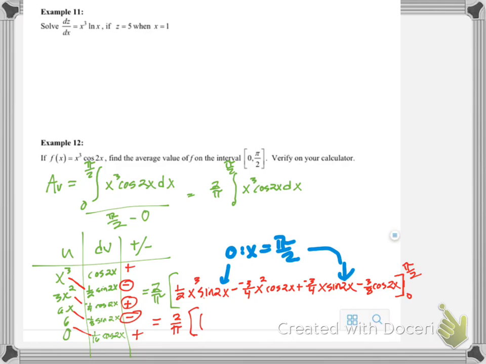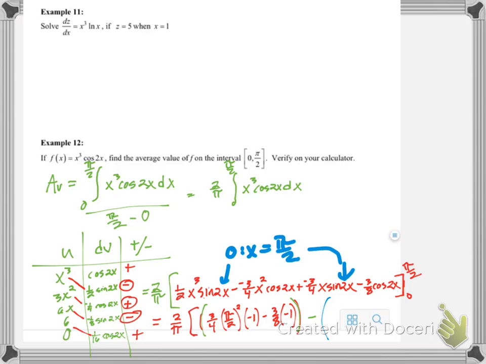But when we put pi over 2 in for the cosine of 2x, we're doing the cosine of pi, which is negative 1. So with those accounted for, we're going to have 3/4 pi over 2 squared. There's that negative 1 for cosine of 2 times pi over 2. And then at the end, negative 3/8 cosine of 2 times pi over 2 ends up being cosine of pi, which is negative 1. So those are the evaluations for pi over 2.